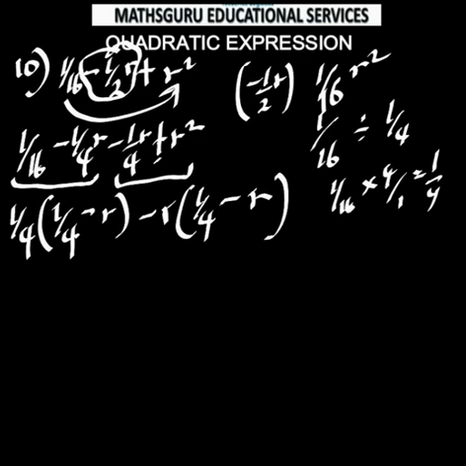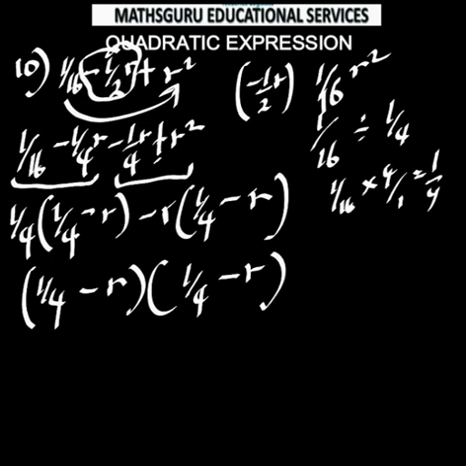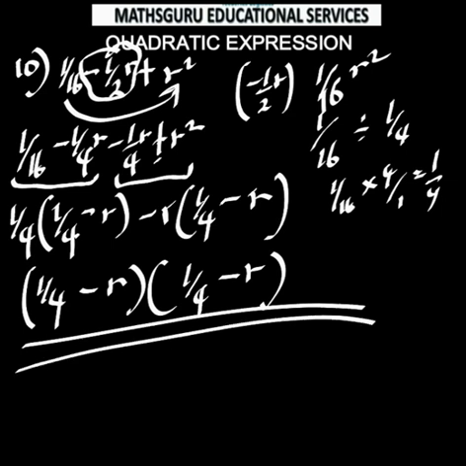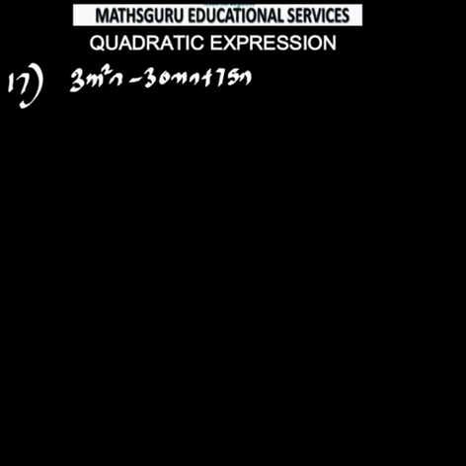By so doing, we have the same term in the bracket. So we can pick the one outside, 1 over 4 minus r, then 1 over 4 minus r. We have the same term twice. So this is the factorized expression of what we have here. Take notes. Let's try the last question here.